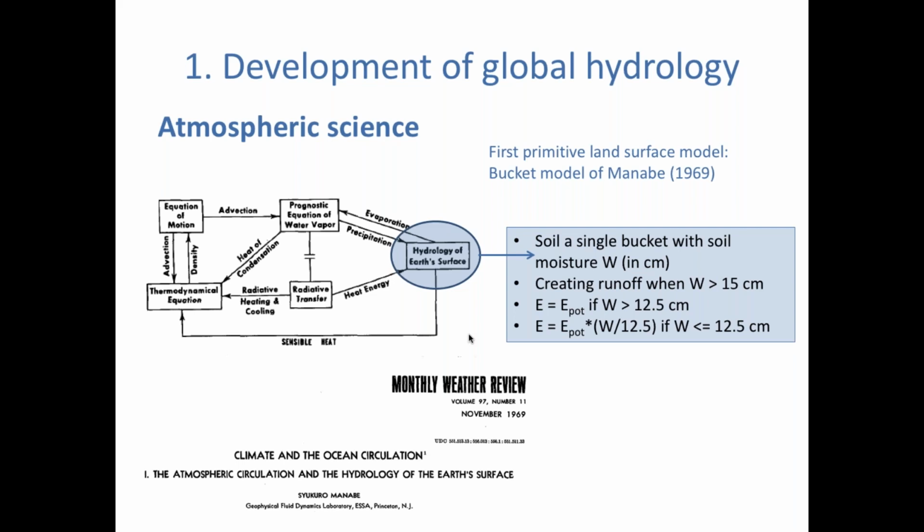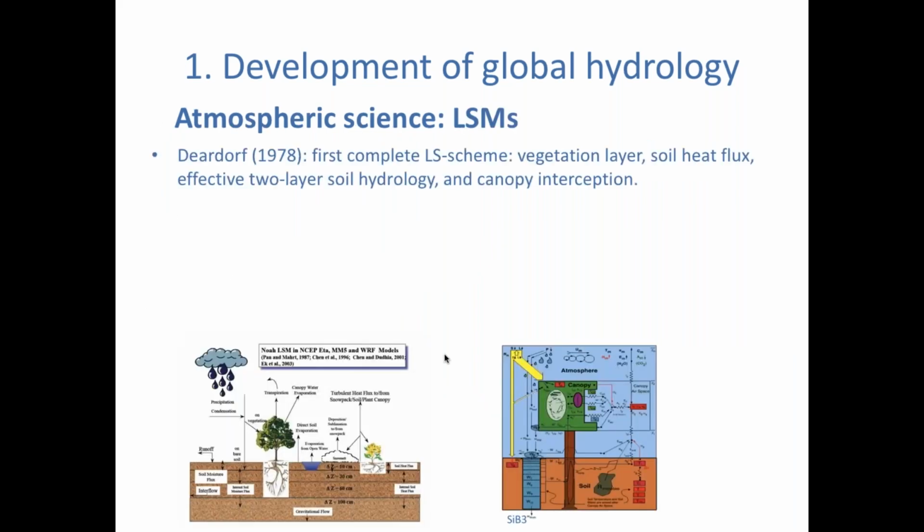but it already did the job of creating realistic temperature and pressure patterns, like I said. From then on, it took possibly more than 10 years for the first real complete land surface scheme to appear, and that was a paper by Dickinson, who came up with a land surface scheme that had a vegetation layer in it, soil heat flux, some soil hydrology and canopy interception. And from that on, the first generation of land surface models appeared.